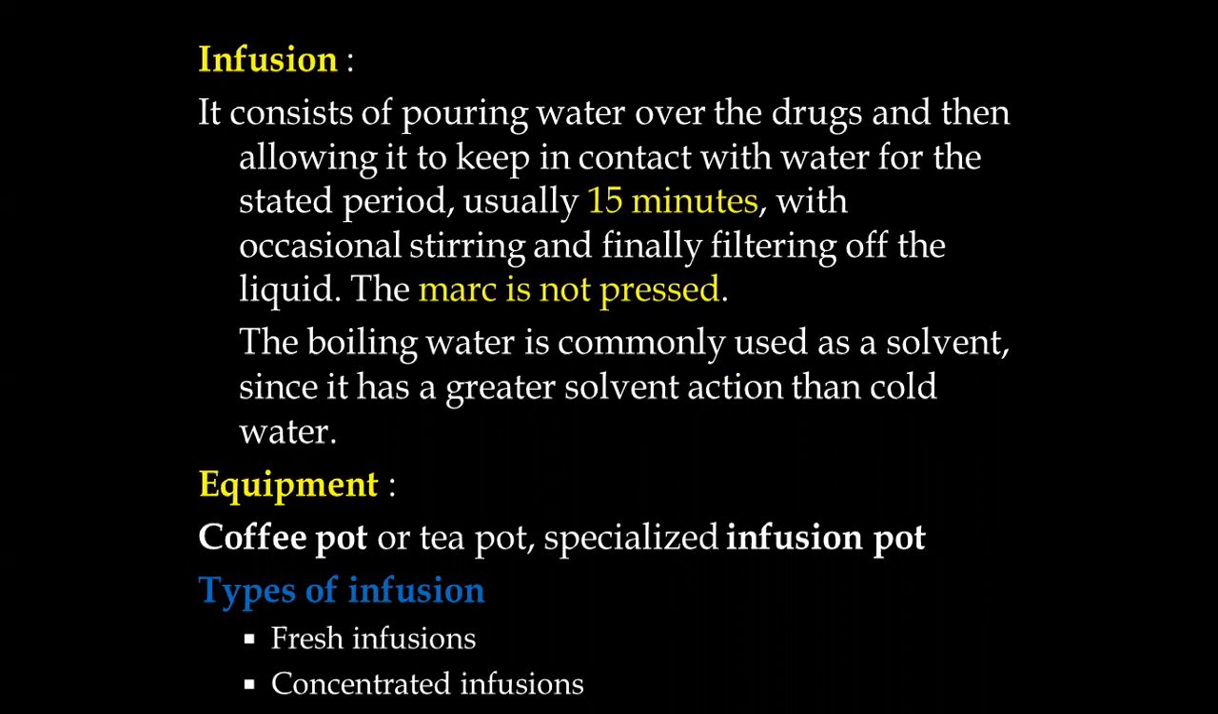Boiling water is most commonly used as a solvent, and it has a greater solvent action than cold water. In earlier days, during Galen's period, a coffee pot or teapot was used as the equipment, and due to some drawbacks, the coffee pot and teapot were replaced with a specialized infusion pot. In the later part of this video, I'll show you what the specialized infusion pot is and how it is designed. There are two types of infusion Galen mentioned: fresh infusion and concentrated infusion. But in today's scenario, we prepare only concentrated infusion, and later the fresh infusion is prepared by diluting the concentrated infusion.